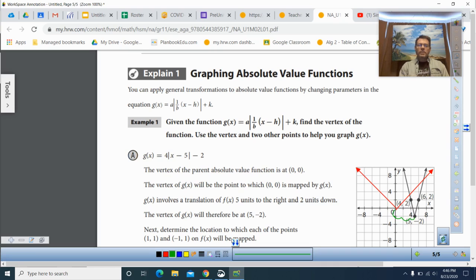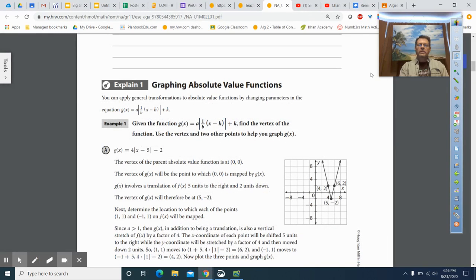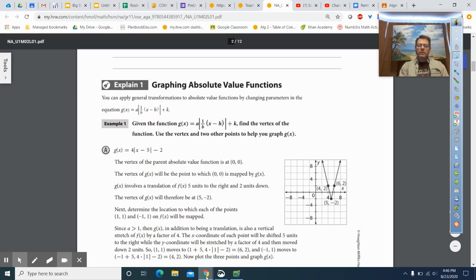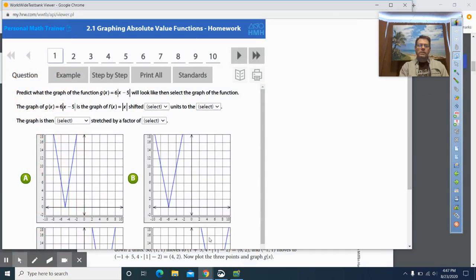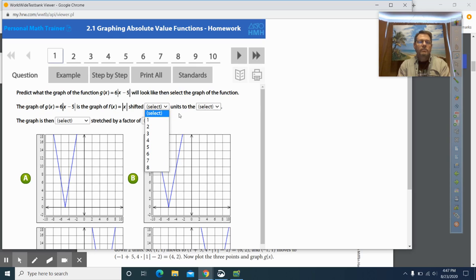So let's jump to some of the examples that you're actually going to be doing as part of the assignment. Here's our first one. I'm not going to walk through it beginning to end, but I'll ask you some questions. We have 6 times the absolute value of x minus 5. It says the graph of the function compared to the parent function shifts.